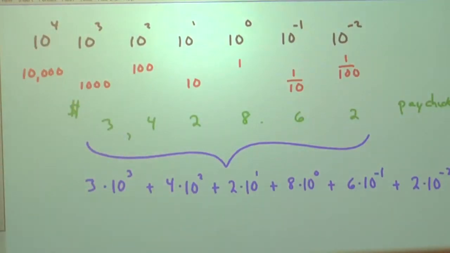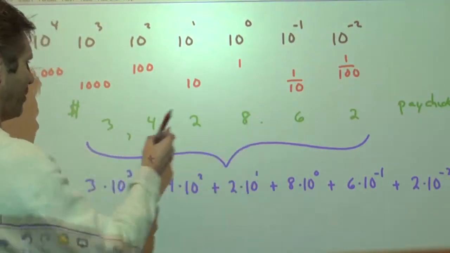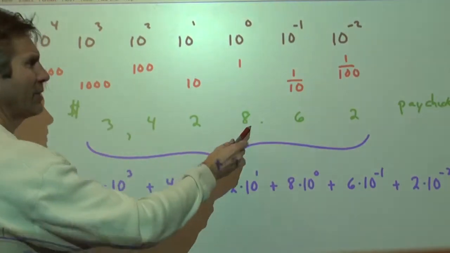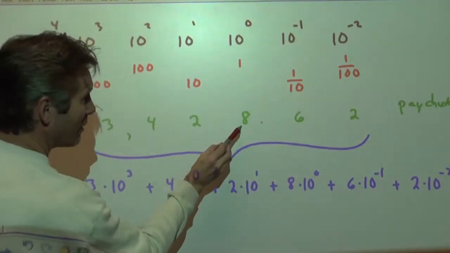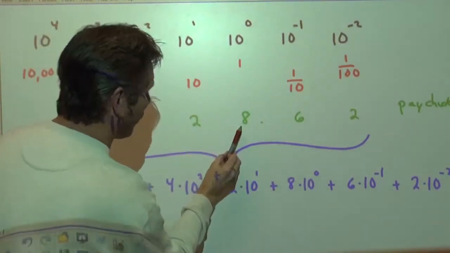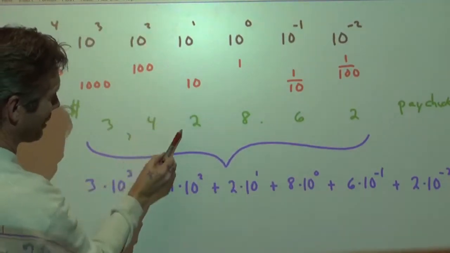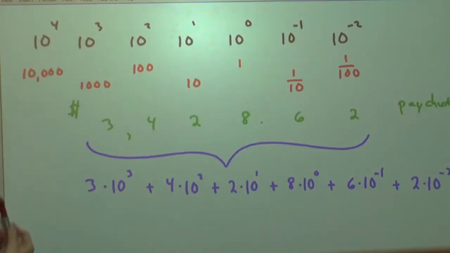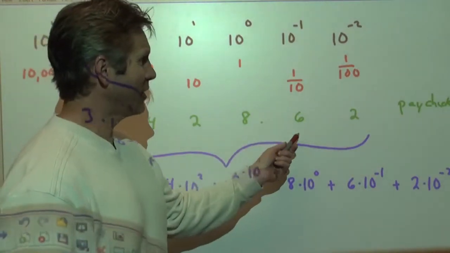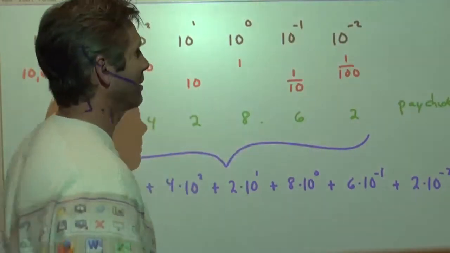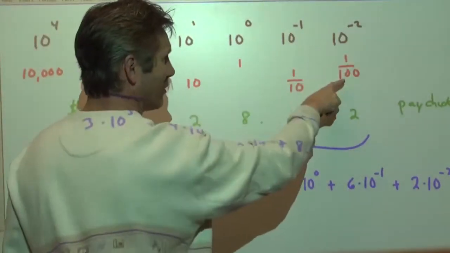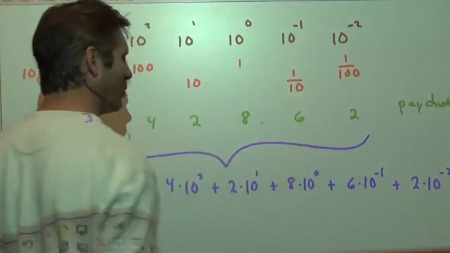So suppose you get a paycheck for $3,428.62. How do we know that's what it's worth? Because this is in the ones place, the 10 to the 0 power. This is in the tens place. This is in the thousands place. And we know that these are dimes and pennies because that's the meaning of 10 to the negative 1, 10 to the negative 2. 10 to the negative 2 is the inverse of 10 squared. It's 1 100th. Those are pennies.